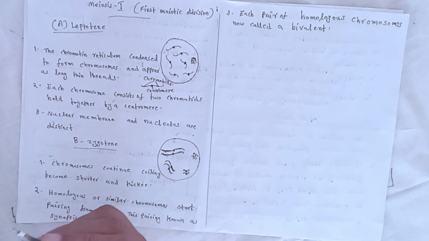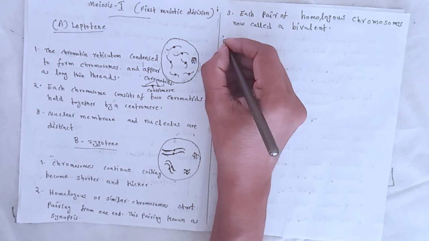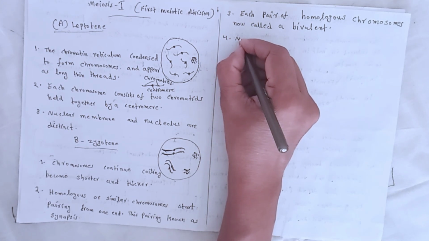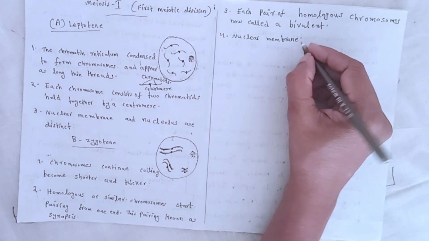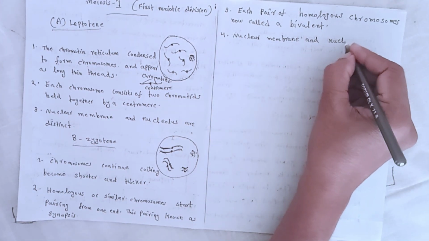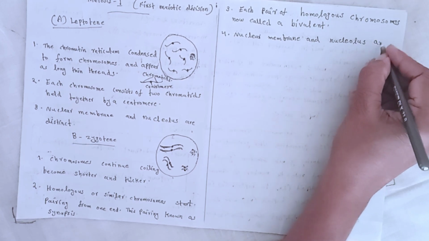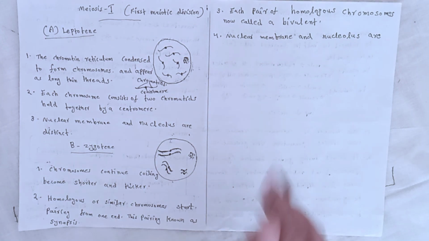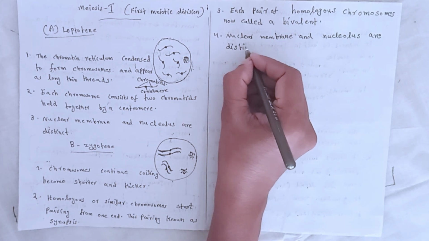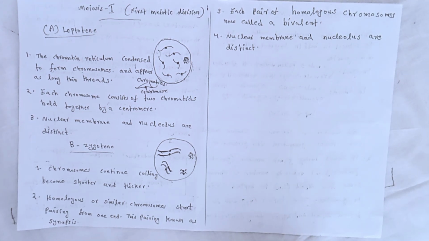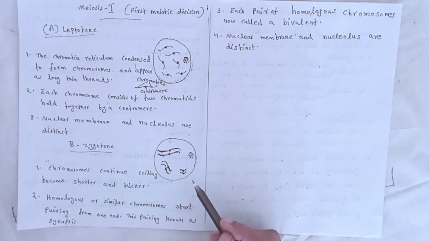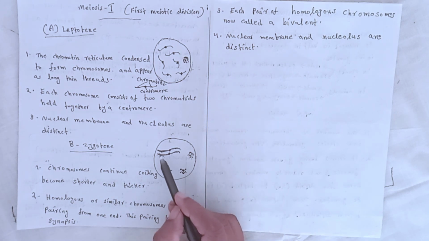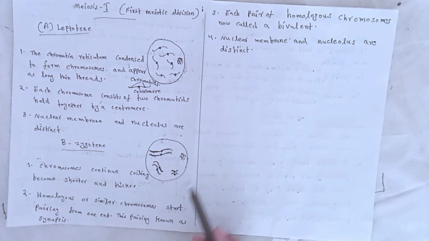Then the nuclear membrane and nucleolus are distinct, that is, clear. Now we complete the stages of zygotene. Chromosomes continue coiling and become shorter and thicker. The homologous chromosomes pair, which is known as synapsis. Each pair of homologous chromosomes is now called a bivalent. The nuclear membrane and nucleolus remain distinct.